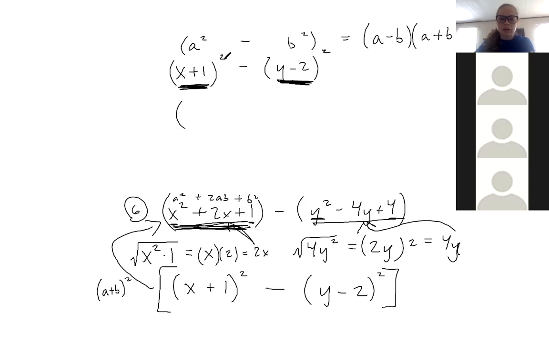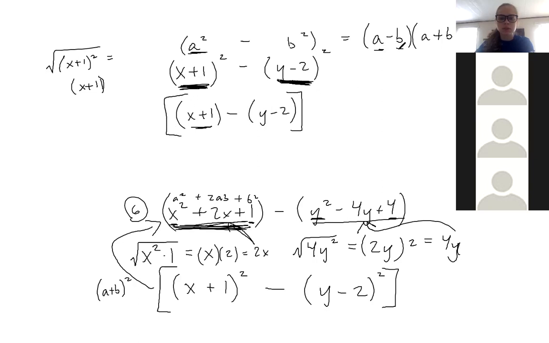x plus 1 squared, that represents a squared, but in my final answer, I just want a, so you take the square root of x plus 1 squared, which is just x plus 1. So I have x plus 1 minus, so this is my a value, a minus b, same here, a minus b, so there's my first piece right here, there's my a minus b value, times, again, a plus b, so x plus 1 plus y minus 2.